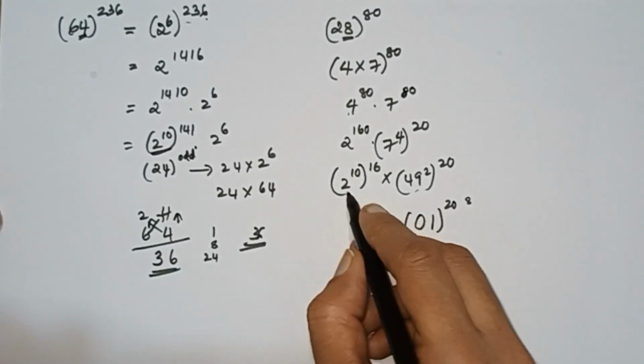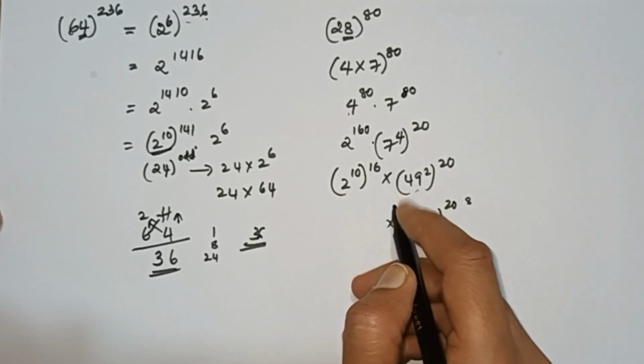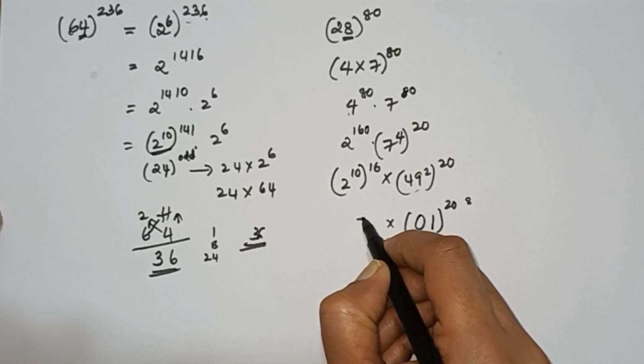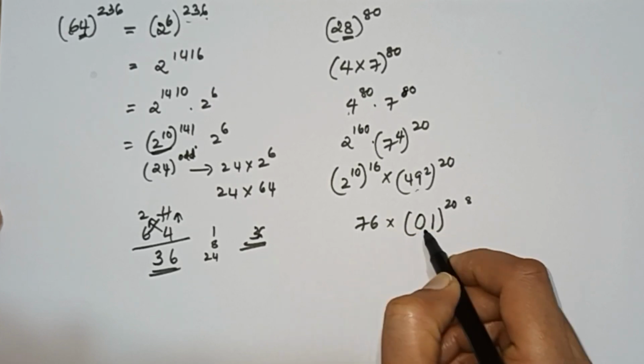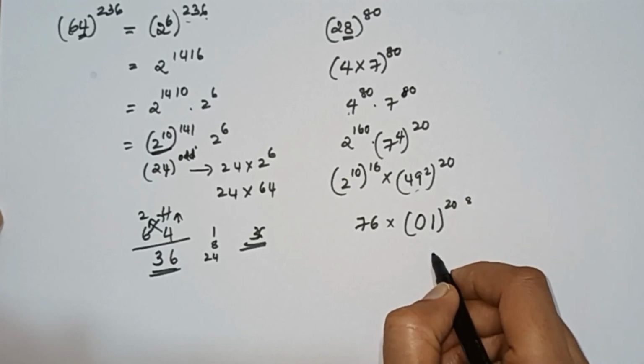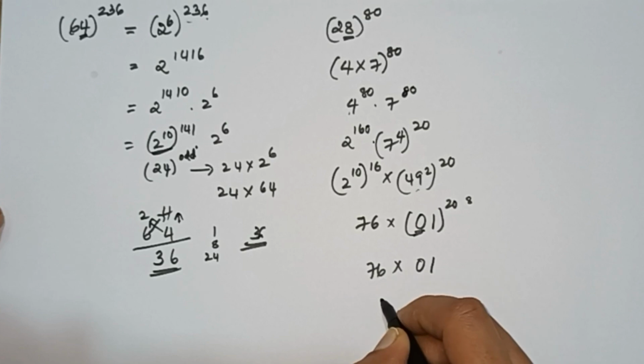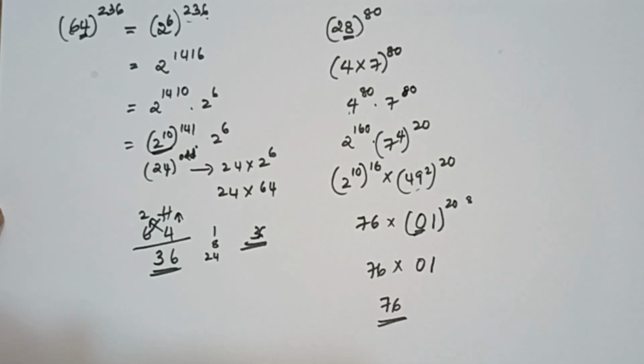And this value 2 to the power 10 ends in 24. 24 to the power even ends in 76. So 76 into 1 to the power 20. So the last digit is 1, 0 into 0, that gives you 0 into 76. Therefore, this ends in 76.